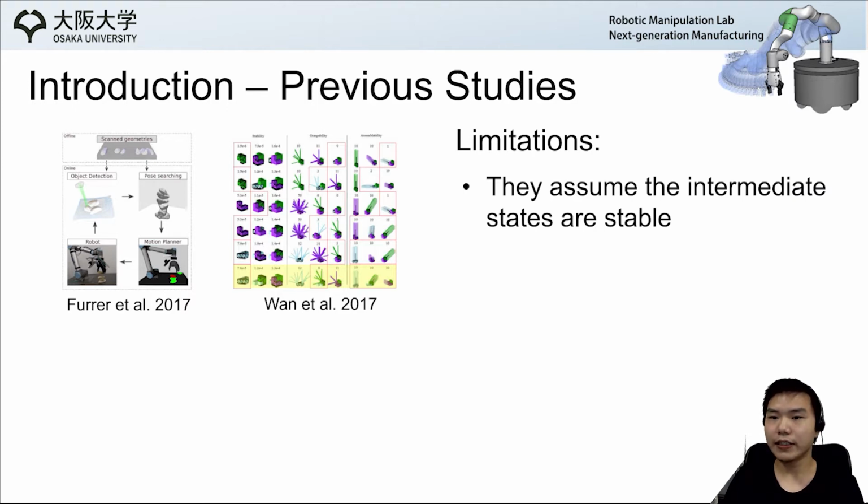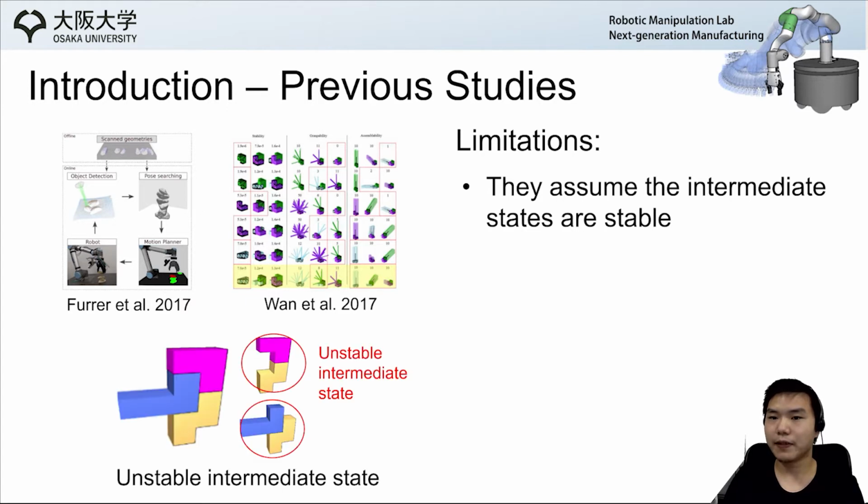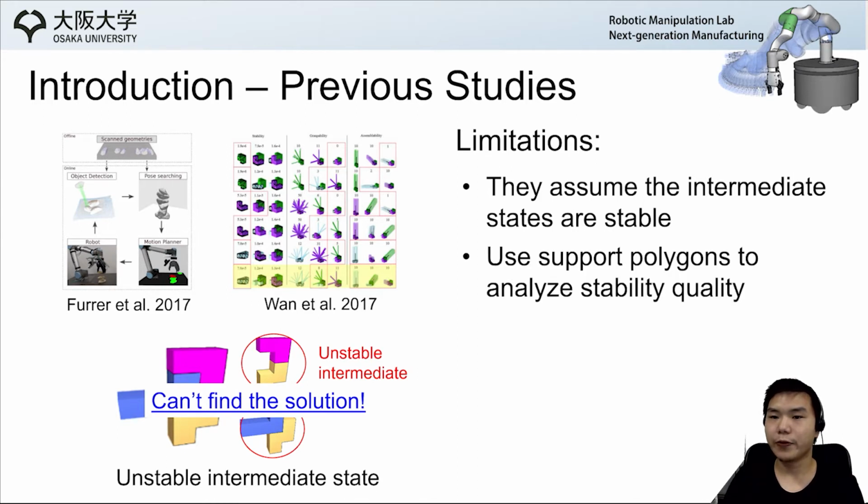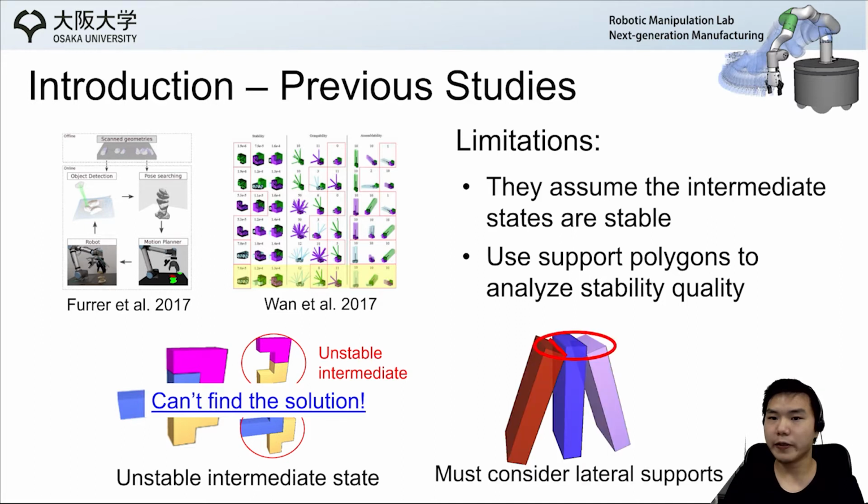There are some limitations about the previous research. Both assume the intermediate states are stable, but for some cases, for example this one, it must contain an unstable intermediate state. The previous planners cannot work well in this case. What's more, both of these researches use polygons to analyze stability quality, but for assembly with complex contexts, for example this one, the lateral supports also need to be considered.